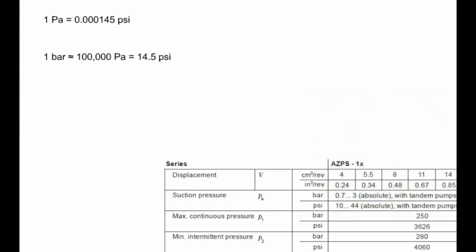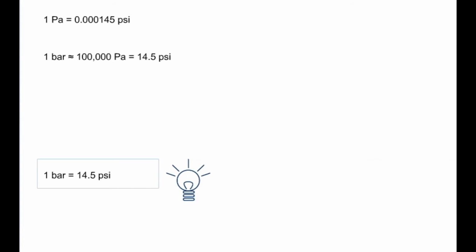1 bar corresponds to 100,000 Pascal or 14.5 psi. The actual name bar does not relate to a renowned scientist as does the Pascal or the Newton, but is instead derived from the Greek word baris, meaning heavy. The air pressure is an effect of the gravitational force which also is applied naturally on the atmosphere.